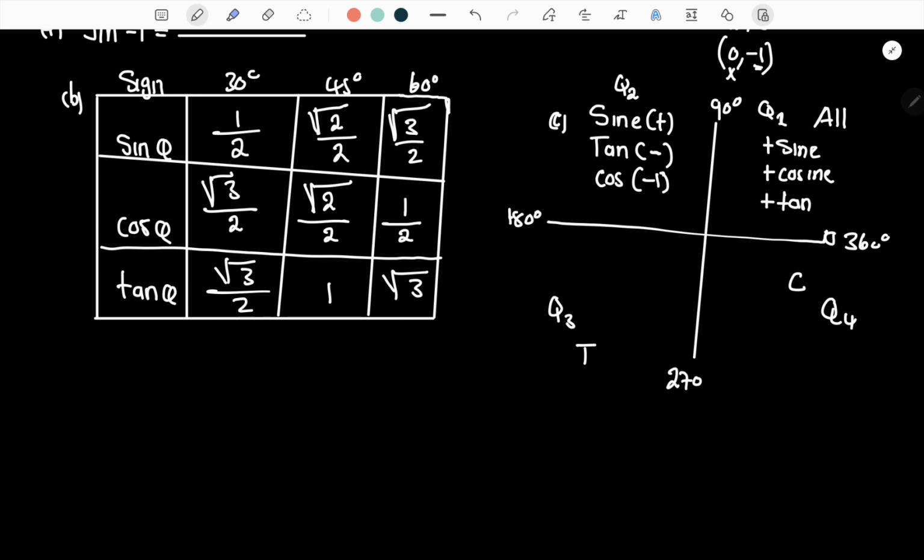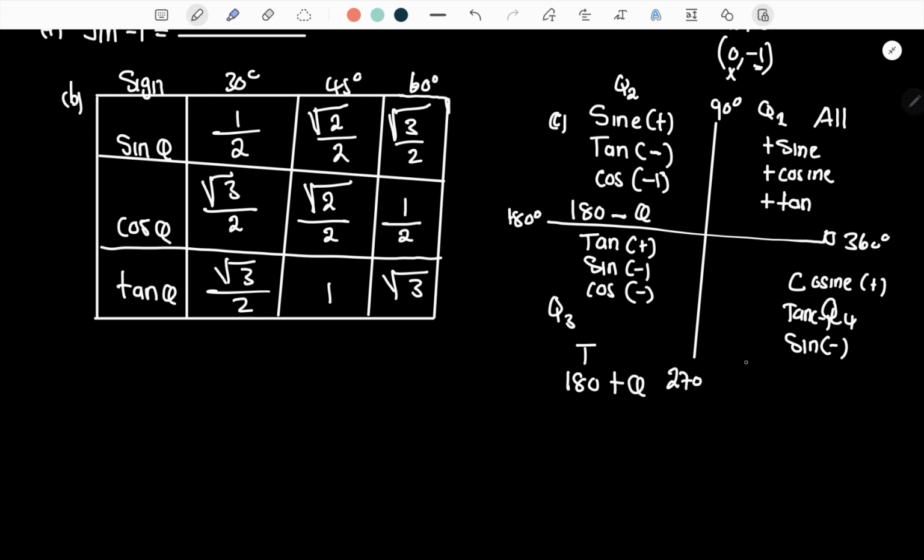Now, in the third quadrant, tan is positive. Then sine is simply negative. And of course, your cosine is going to be negative. Okay? Then in the fourth quadrant, only cosine is positive. Your tan is negative. And your sine is negative. Now, in the second quadrant, I want you to know the only possible values are 180 minus theta. Then in the third quadrant, it's going to be 180 plus theta. In the fourth quadrant, it's 360 minus theta.